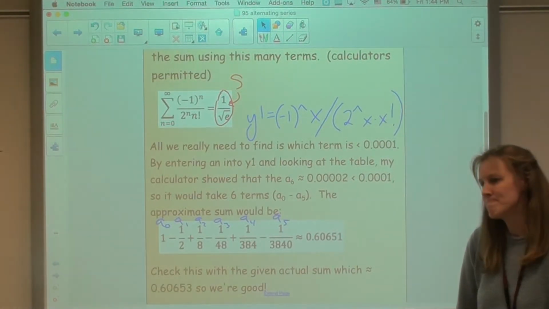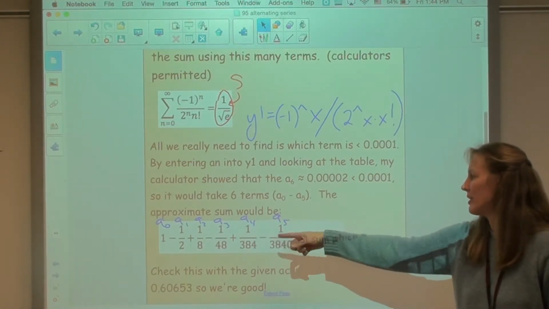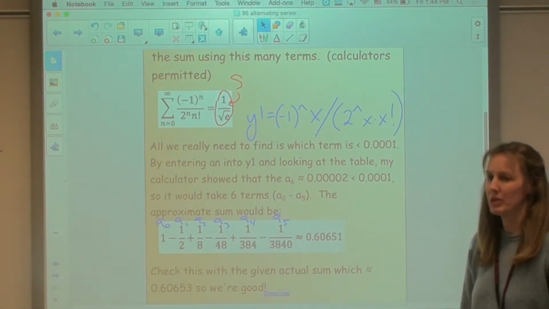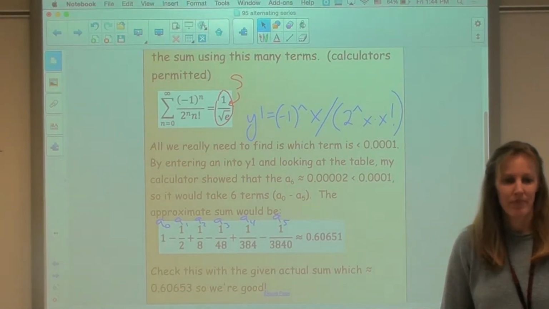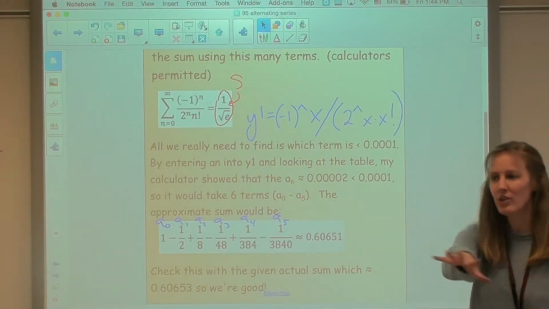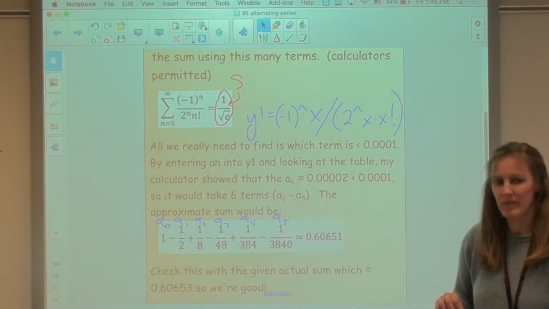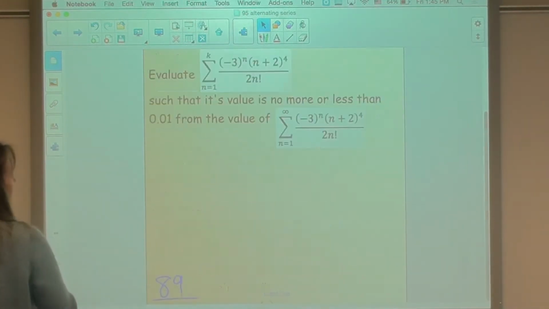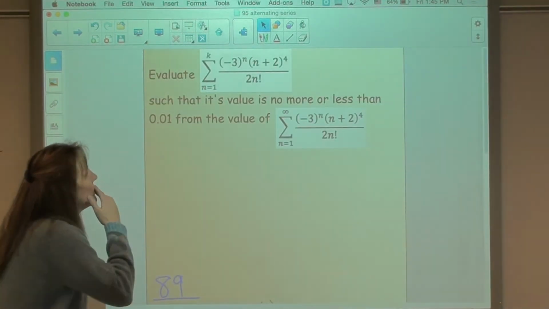Define the sum, which is the calculator. I just added them together here, but next one, I'm going to show you how to use your calculator to do it cute and fancy. Any other questions? All right, you ready to try another one? Let's try another one.